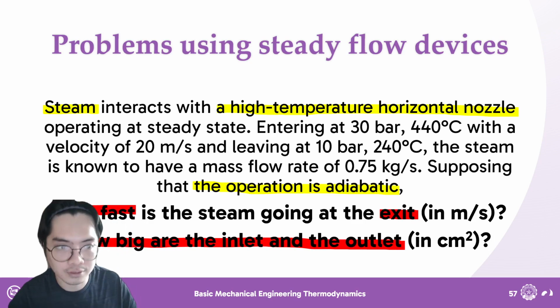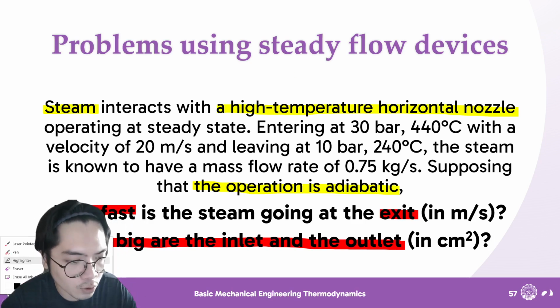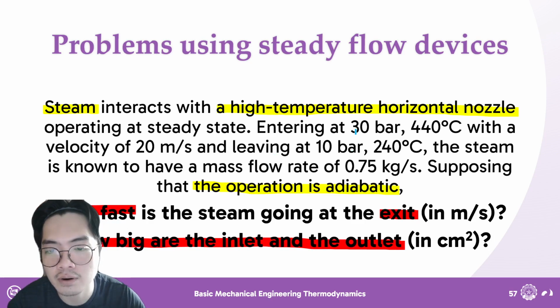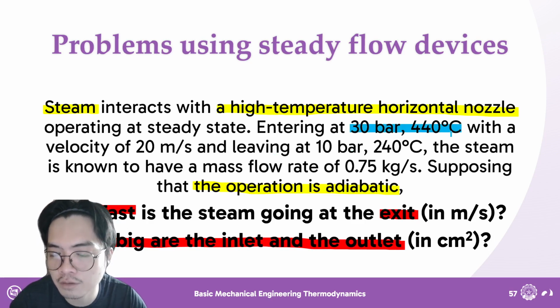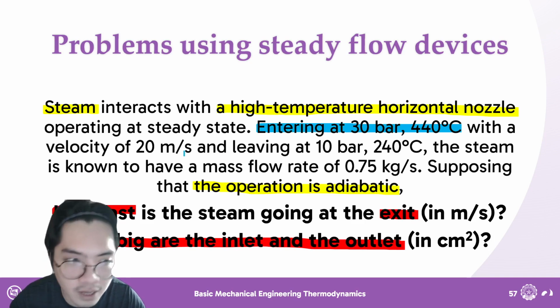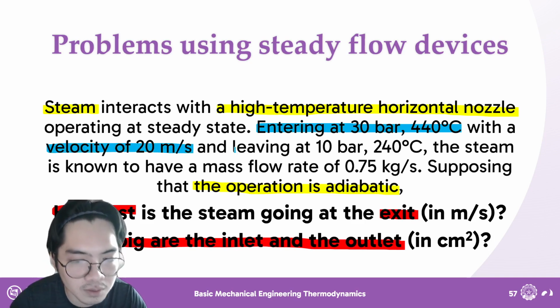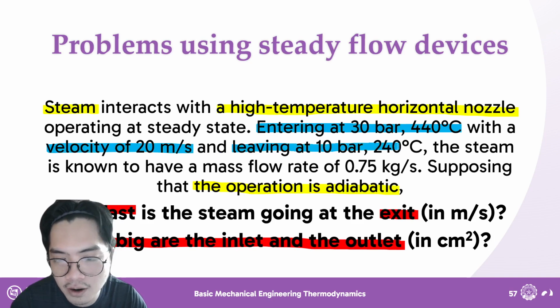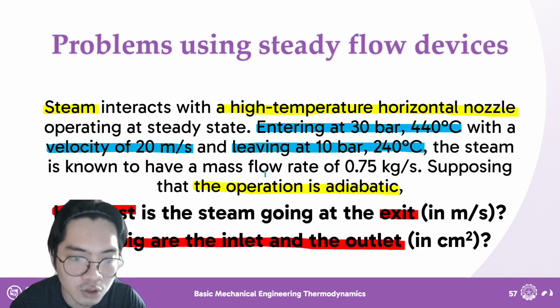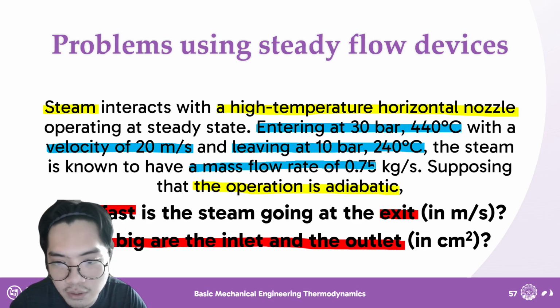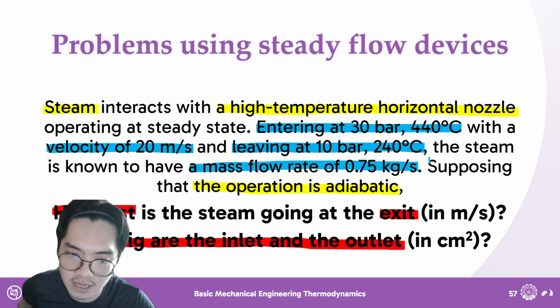Sorry, I blew my nose. Okay. Let's go on ahead with our details, our numbers. 30 bar, 440 degrees Celsius, entering with a velocity of 20 meters per second, leaving at 10 bar, 240 degrees Celsius. The steam is known to have a mass flow rate of 0.75 kilograms per second.